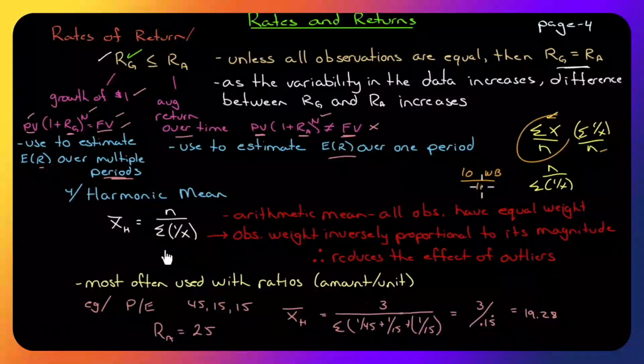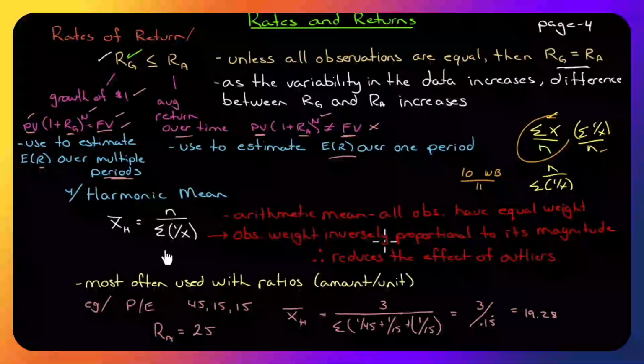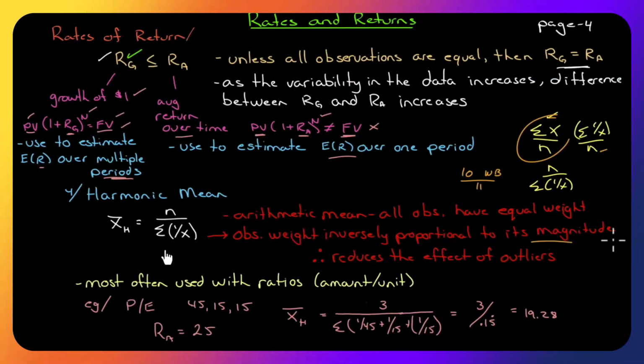Well, what if you want to get rid of the outliers? You want to underweight that observation. Well, that is what the harmonic mean does. An observation's weight is inversely proportional to its magnitude. Therefore, it reduces the effect of outliers. It's most commonly used with ratios, ratios meaning the amount of something per unit. So let's look at PEs. Let's say you observe 3 companies. One has a PE of 45, and then you have 15 and 15.